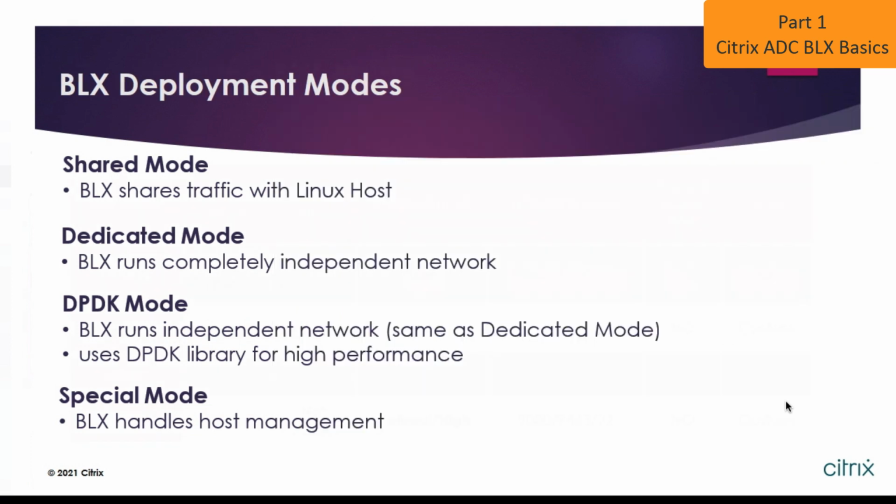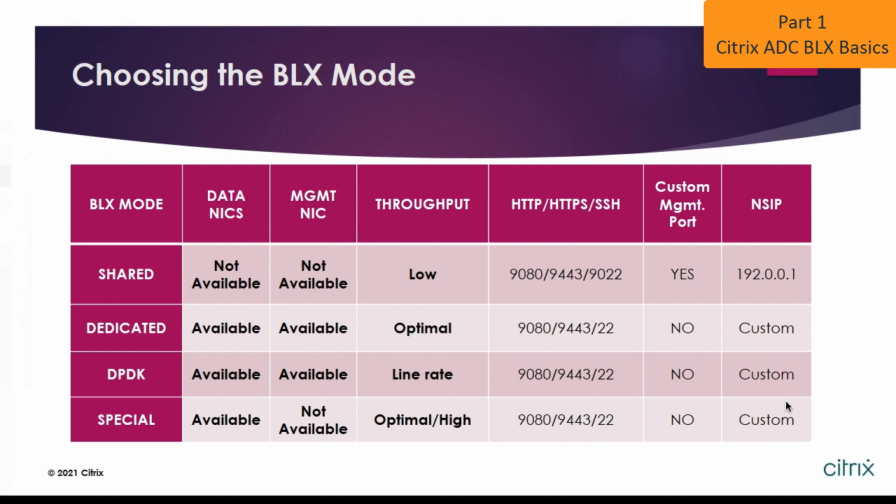In the last section, I'm going to show the comparison between the different modes and when to choose which mode. If the host doesn't allow a dedicated data NIC or a management NIC for the BLX, and the throughput requirement is low, then we can go ahead with the shared mode. In shared mode, the BLX will be reachable on any of the IPs configured on the Linux over port 9080 for HTTP, 9443 for HTTPS, and 9022 for SSH. The ports 9080 and 9443 stay the same in all modes, and we can tune these management ports in case of shared. The NSIP is 192.0.0.1 in case of shared mode.